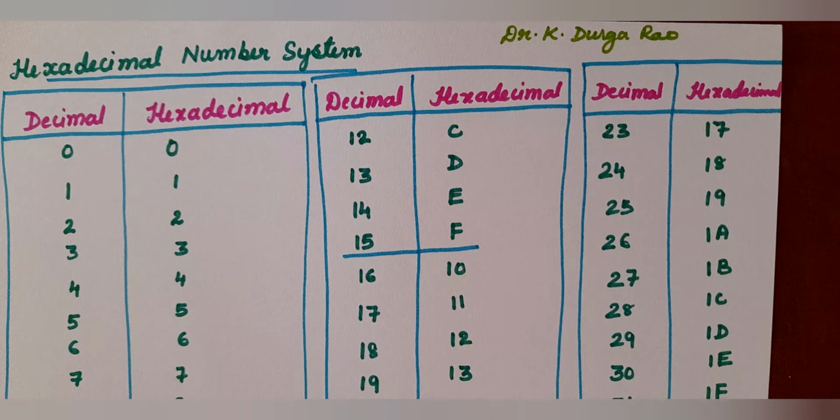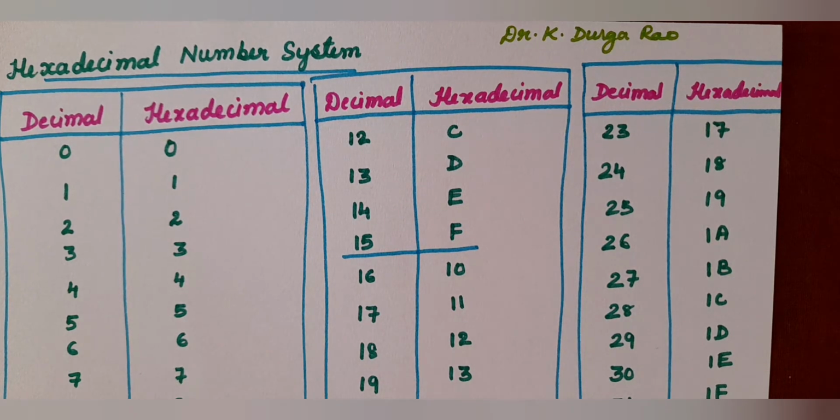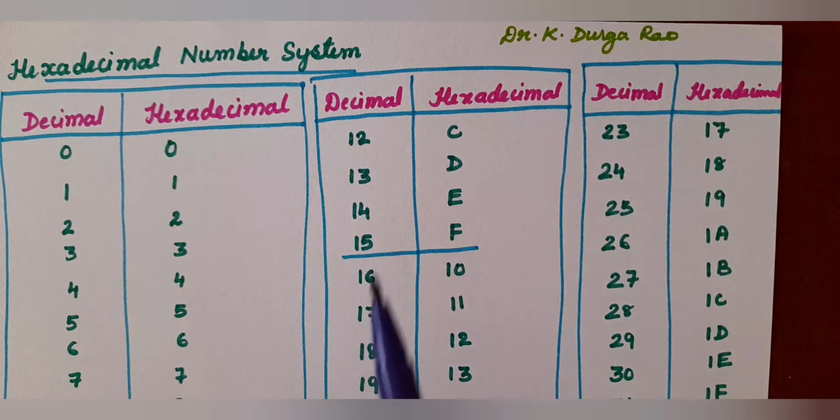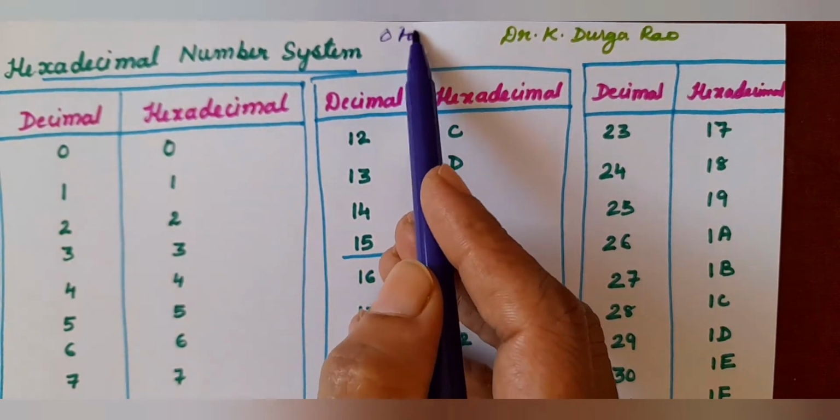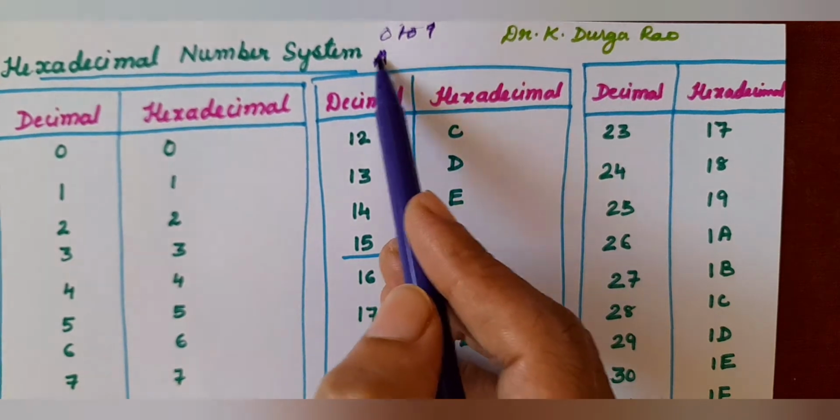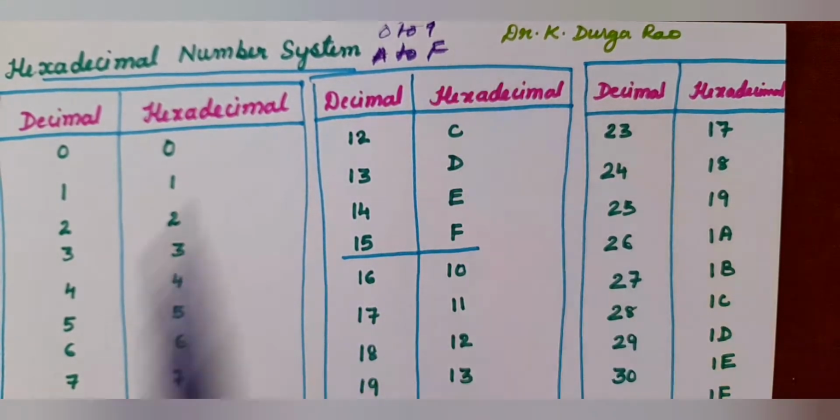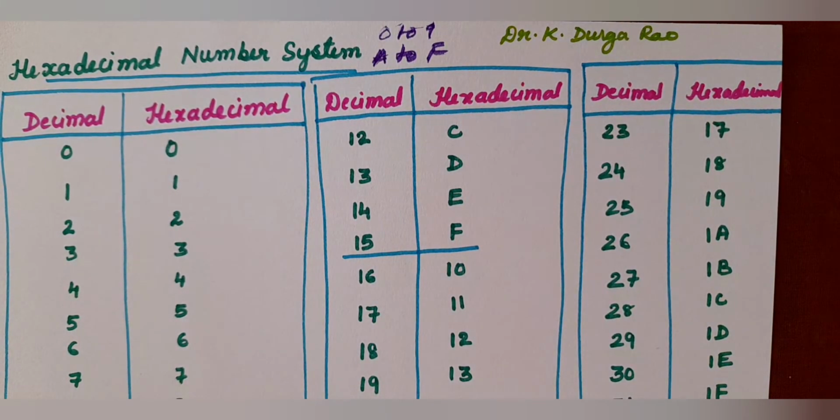So here you have to understand first what the basic symbols are. What are the basic symbols of hexadecimal? 0 to 9 and A to F. These are the basic symbols. Okay, so how are they written?